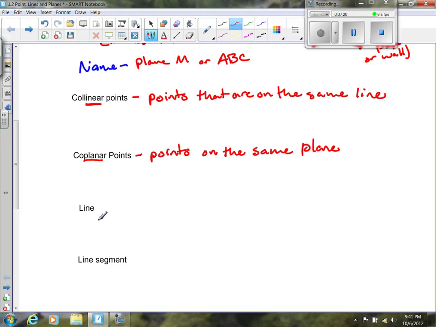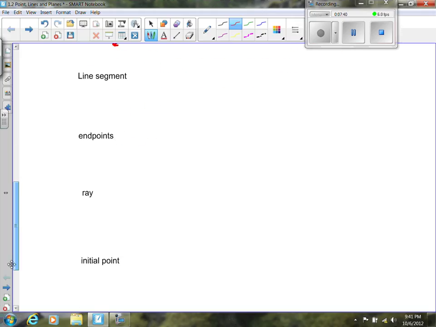Alright, now a line. We basically talked about it before, and we talked about the name up there already. So let's forget that. Let's move on to line segment. We've already talked about a line. Now a line segment consists of the endpoints A and B here. So it's only part of a line.